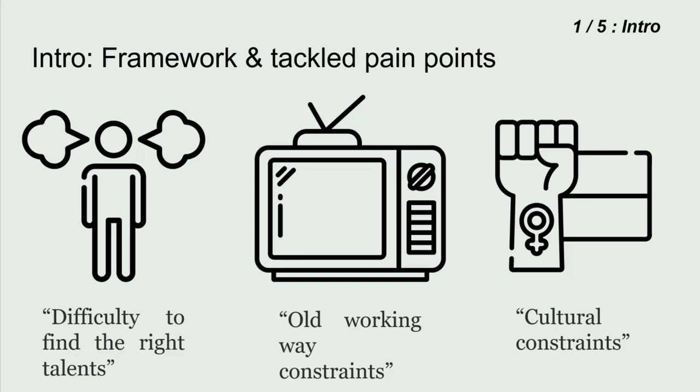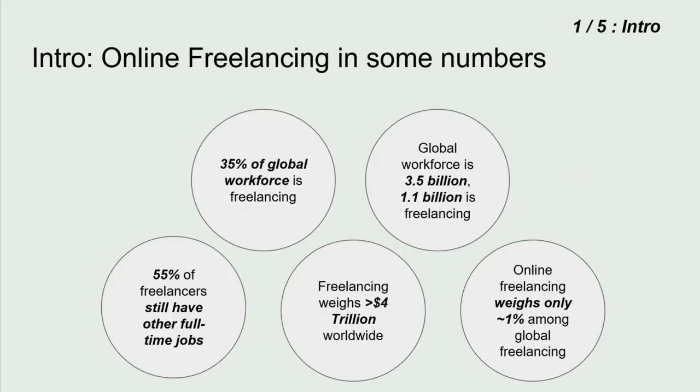After this qualitative introduction regarding online freelancing, let's take a look now at some quantitative facts through some numbers. Indeed, classical freelancing is already a big market. This can be seen through the fact that classical freelancing represents 1/3 of the global workforce worldwide. This corresponds to 1.1 billion people freelancing in 2021. More than half of freelancers, or 55% of them, still have other full-time jobs.